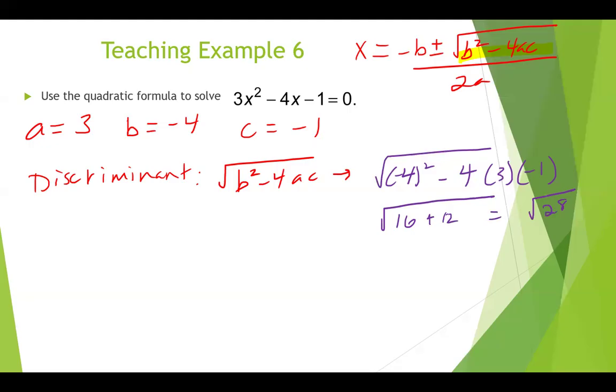Okay? Because I have a positive number as my discriminant, I know that I have two real solutions. Does that make sense? Okay, so you know that you have two real solutions ahead of you.